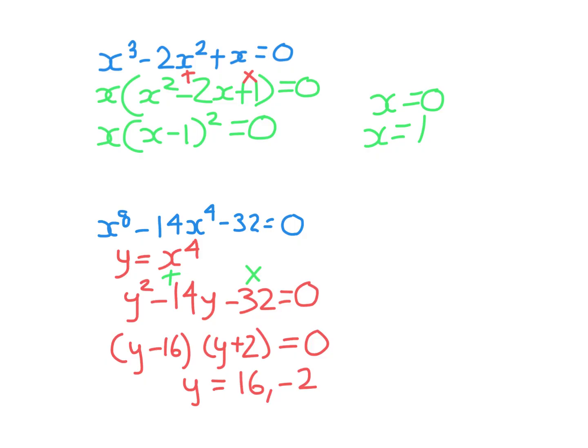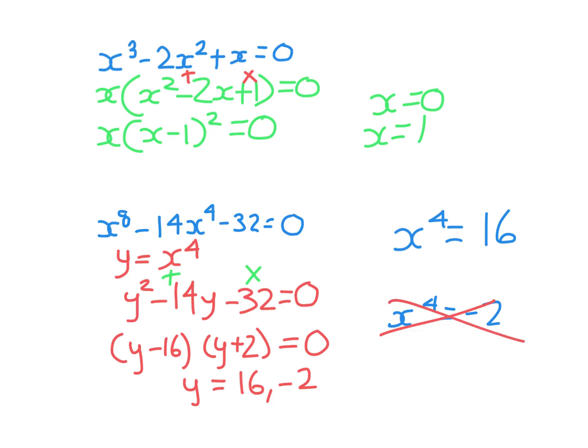But I'm not done because I need to find what x is, not what y is. But y is x to the power of 4. So I have either x to the power of 4 is 16 or x to the power of 4 is negative 2. Now, this second one doesn't have any solutions. If you have an even power, the answer cannot be negative. So there are no solutions here.